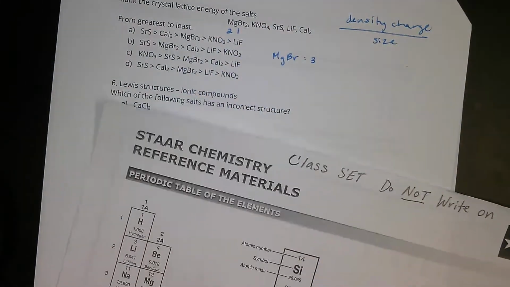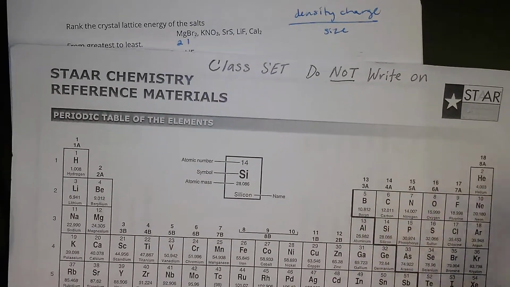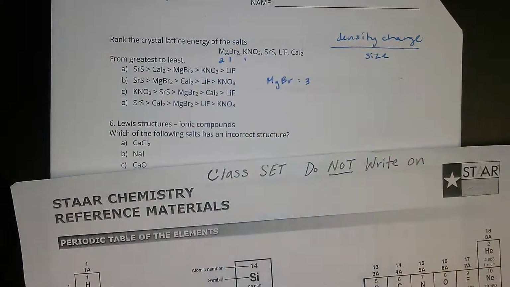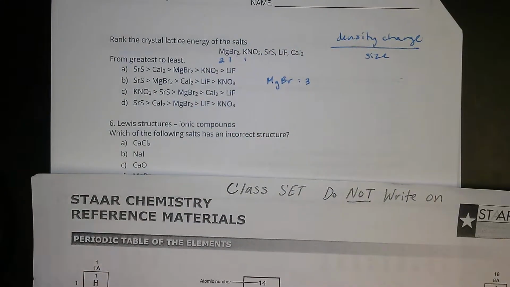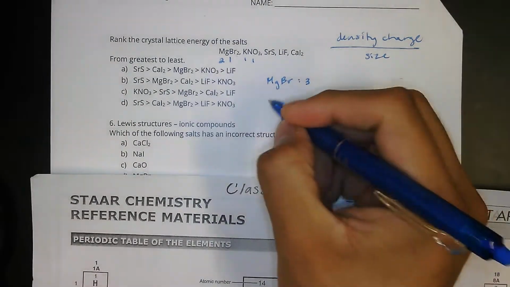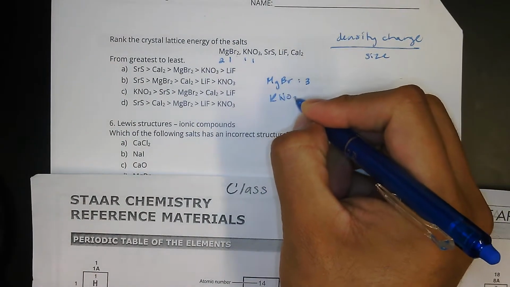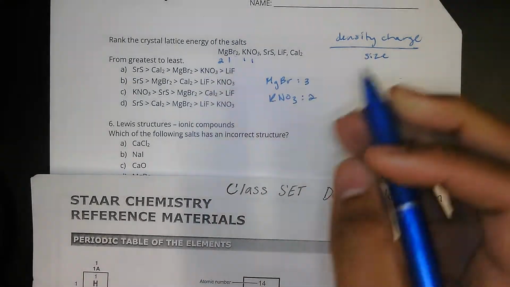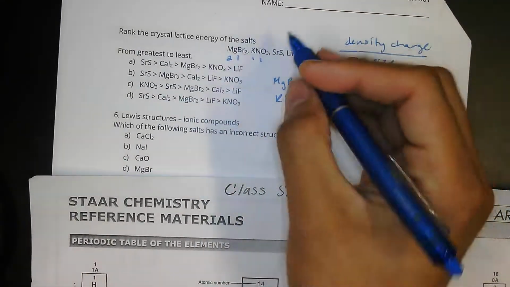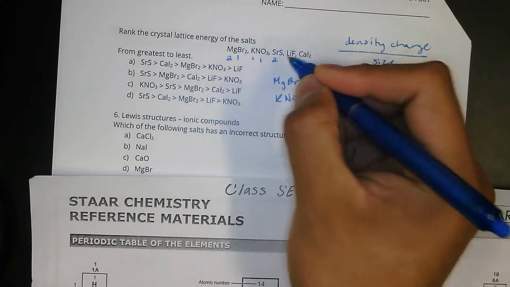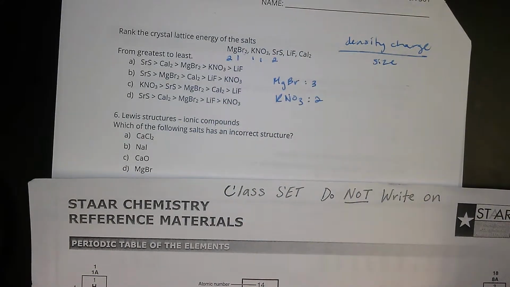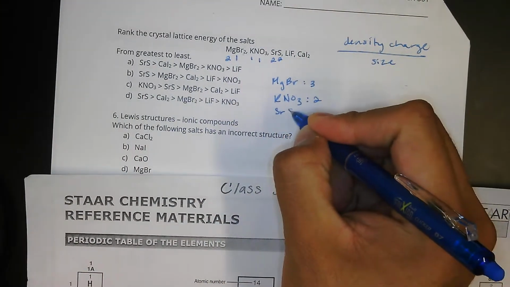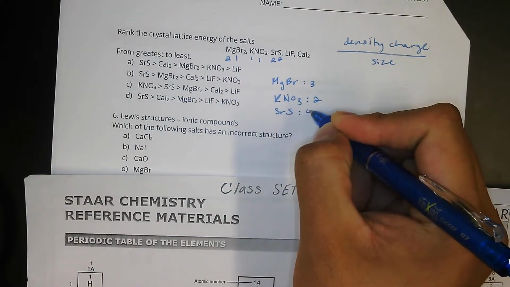Now we can do potassium nitrate. So potassium is in group 1, it'll have a charge of 1. Nitrate is a polyatomic ion, and it has a charge of -1, so that'll just be another 1. So for potassium nitrate, my charge density will be 2. For strontium sulfide, strontium is in group 2, so it'll have a charge of 2. Sulfur is in group 6, so it'll have a charge of 2 as well. So for strontium sulfide, I'll have a charge density of 4.